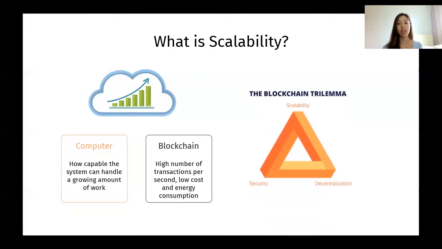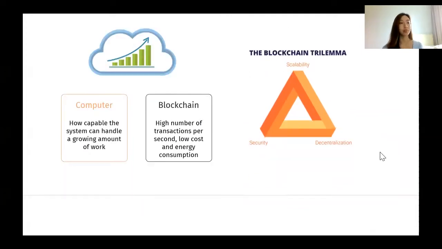And scalable blockchains are more useful and pragmatic, but there's also a trade-off involved, which has been covered in last week's video under the blockchain trilemma. So basically, it's very difficult to achieve scalability, security, and decentralization simultaneously.